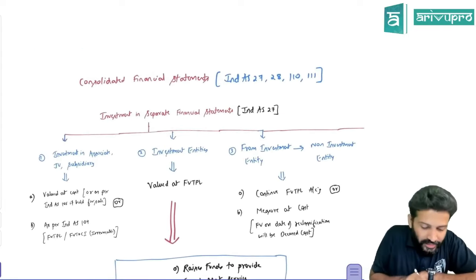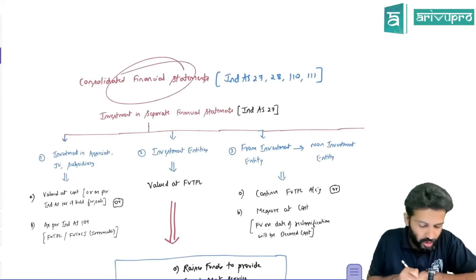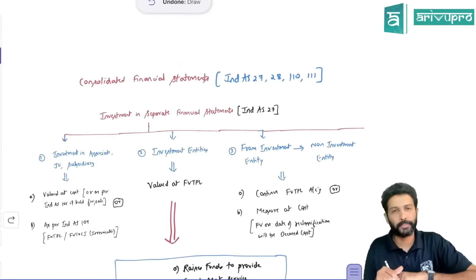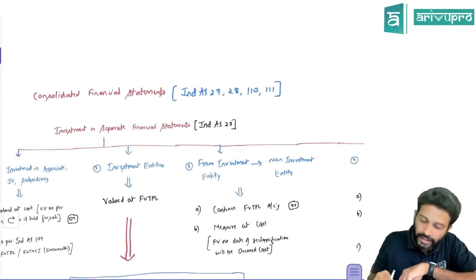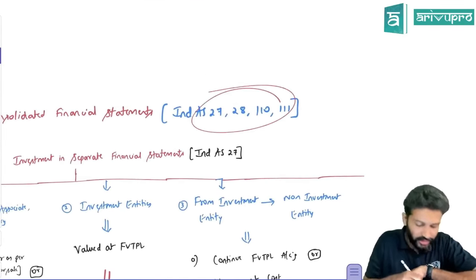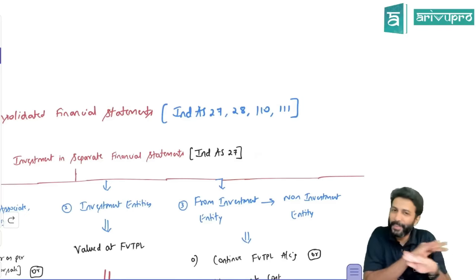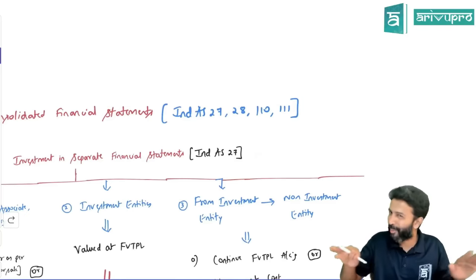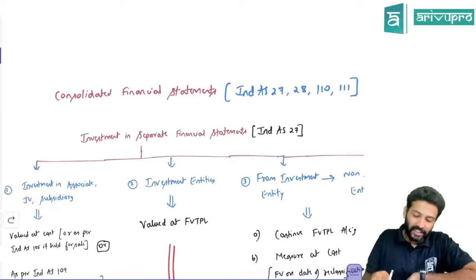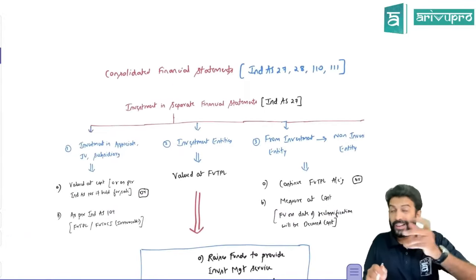So we'll get started with the next big ticket topic, that is consolidated financial statements. Consolidated financial statements basically has four Ind AS: Ind AS 27, 28, 110, and 111. So if this particular topic is done, it means four standards are done. All right, so let's look at Ind AS 27 first.